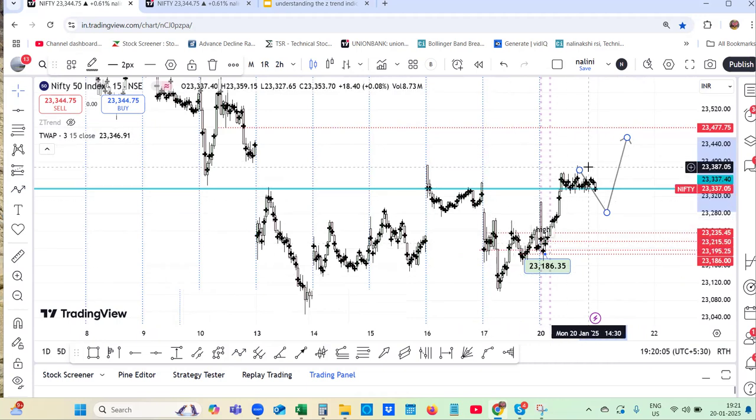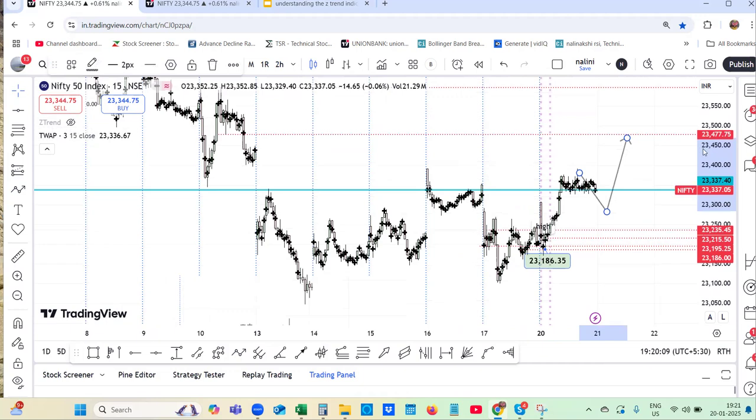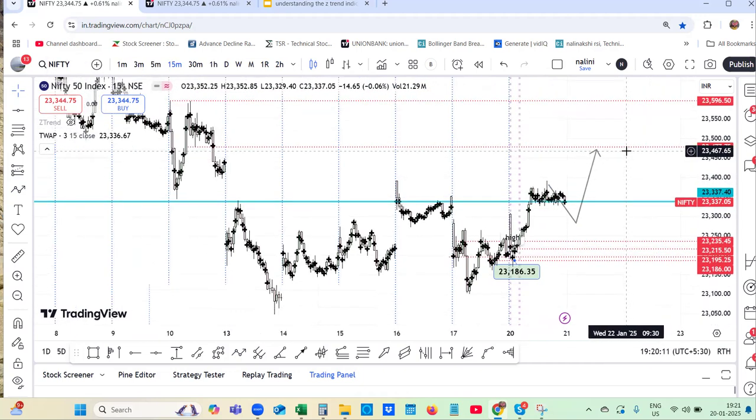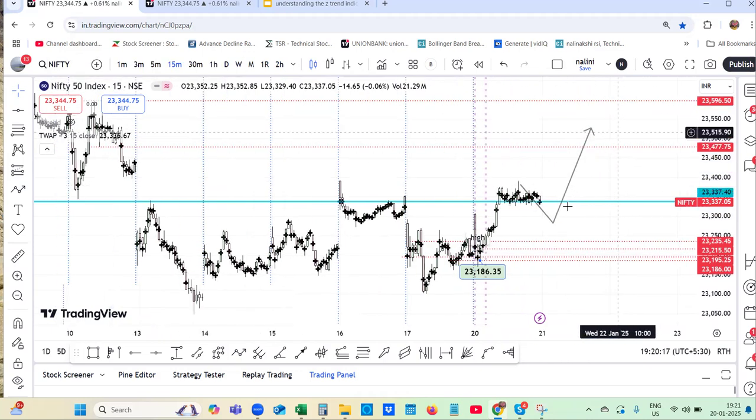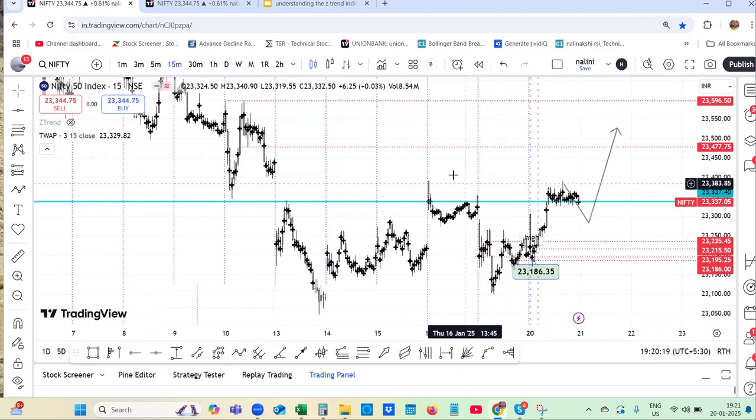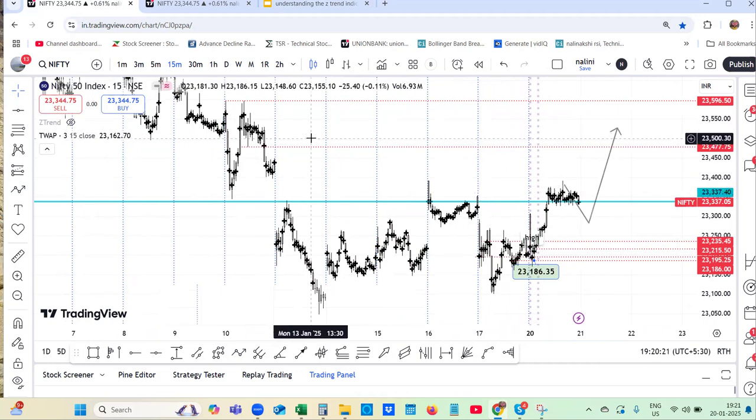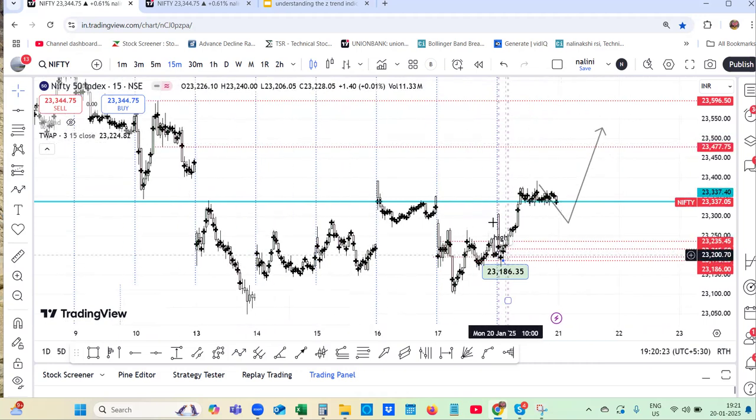This trend may continue to the next level. It can even go to 23,477 to 23,600. You can anticipate a directional move in this week. So Nifty is showing some sort of directional move, trend direction in this move. You can anticipate for that.